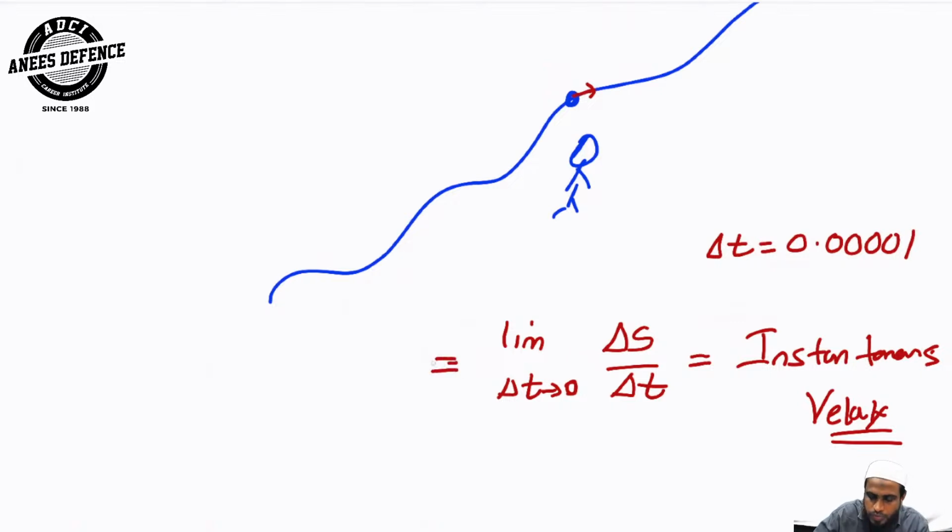Understood? Instantaneous velocity is represented as ds by dt. Instantaneous velocity means ds by dt. Average velocity means delta s by delta t. When you are calculating average velocity, delta s is a big quantity and delta t is also a big quantity. When you are considering instantaneous velocity, ds is a very, very small quantity and dt is a very, very small quantity.